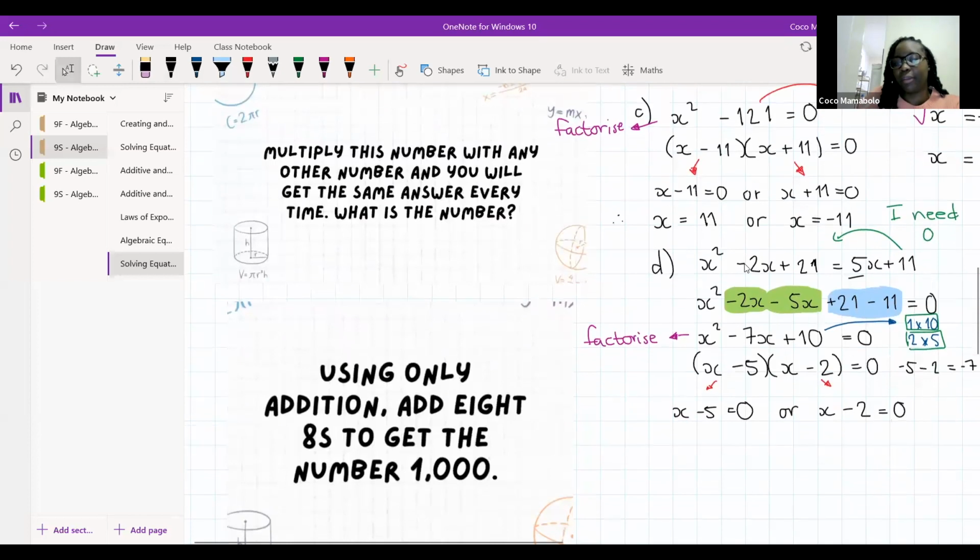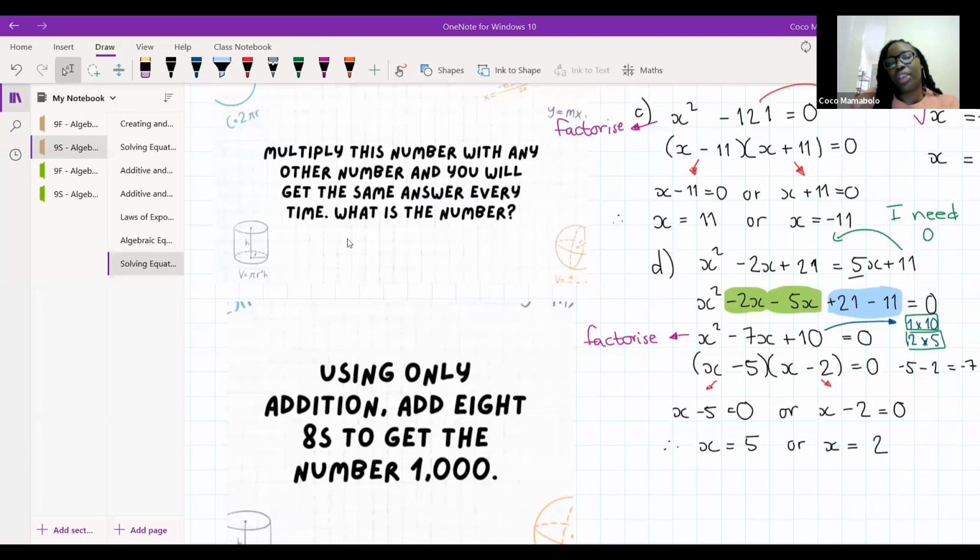Finish up for me. We are right there. Then x is equal to 5, or x equals 2. Round of applause. Well done. Amazing. Very well done. Excellent stuff. So proud.